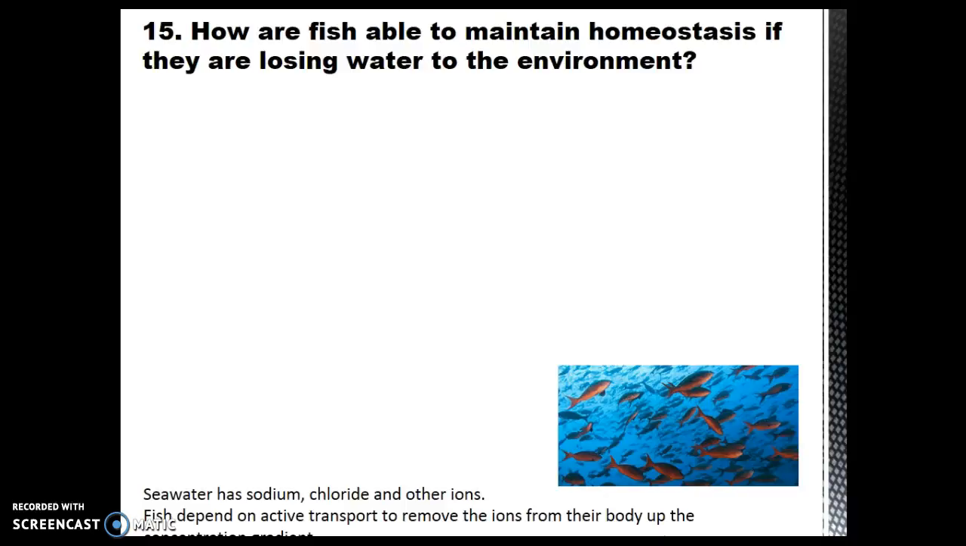So let me repeat that. Salt water or seawater has sodium, chloride, and other ions. That concentration of sodium, chloride, and ions, fish are going to have to use active transport to remove those ions from their body up the concentration gradient to release those ions. That is going to help them maintain homeostasis.